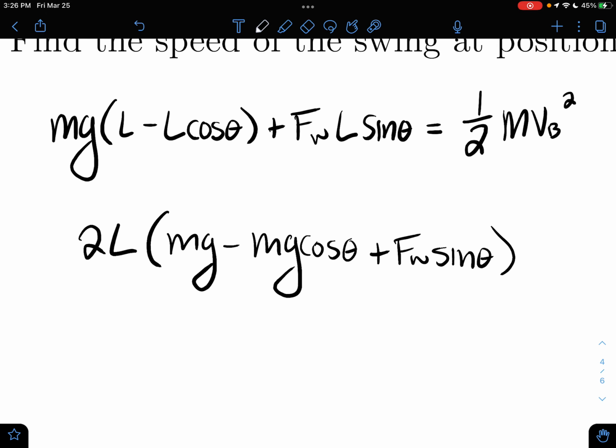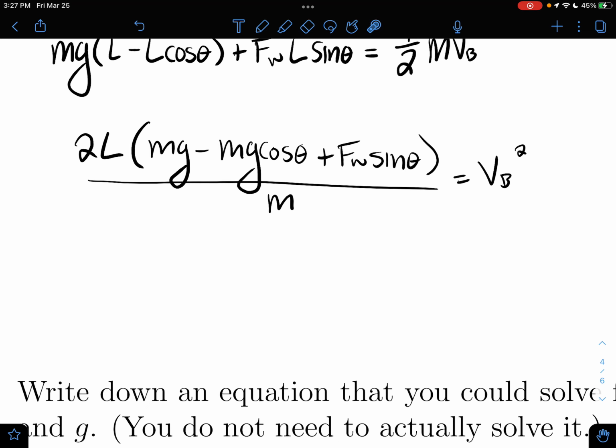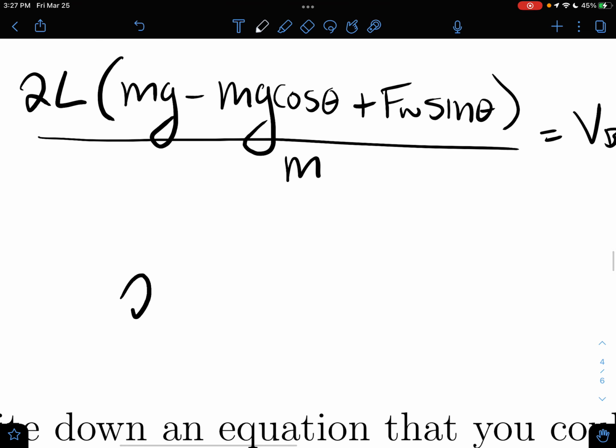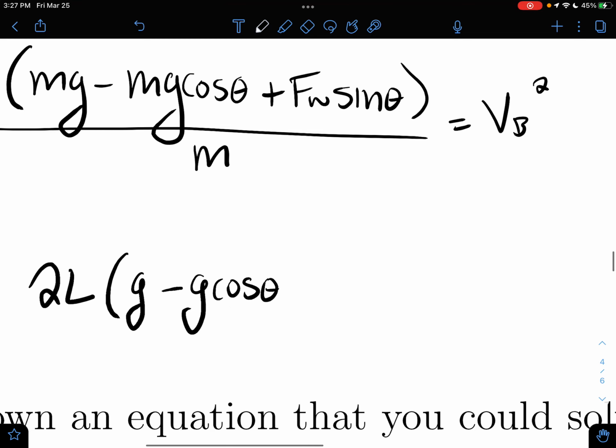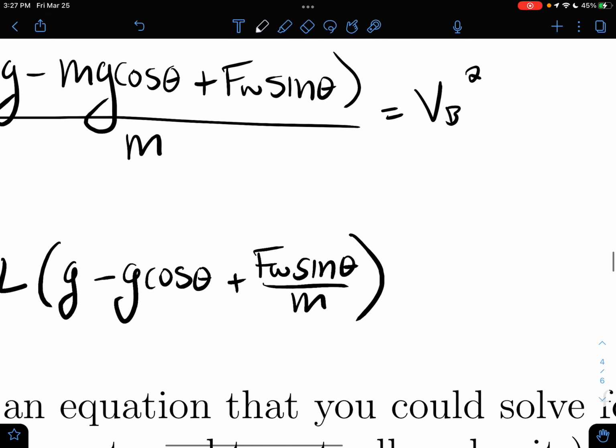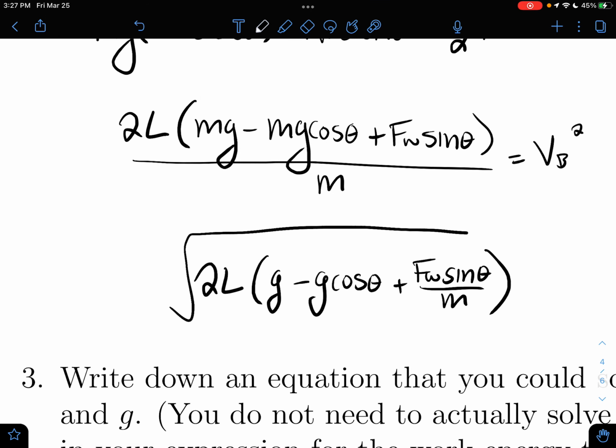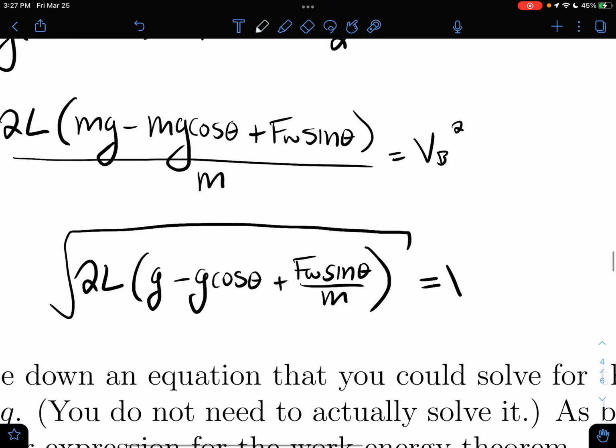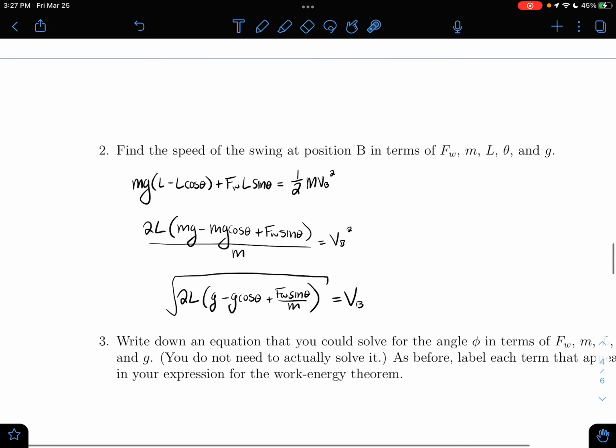Simplifying this a little bit more, I'm going to put the m in the parentheses, so it's going to be 2L times (g minus g cosine theta plus Fw sine theta over m). Since this one didn't have an m term to get rid of, it just goes right there. And now I'm just going to square root both sides to give us our final velocity at point B.